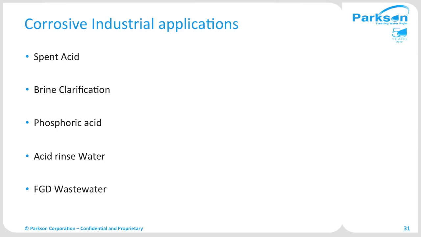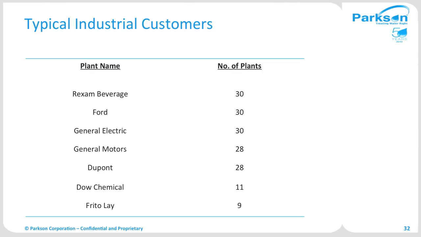Parkson has done a number of lab tests and pilot tests with these types of applications, and we have experience with different materials of construction that we have been using over the last 41 years. We are very proud to have good customers like Ford and General Motors. We have 30 installations in each of these plants throughout the United States. And DuPont and Dow Chemical have very customized specs. It's a very unique application. We are very proud to have such a customer base.